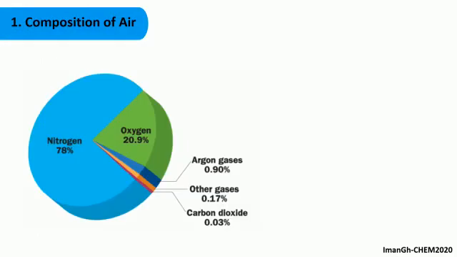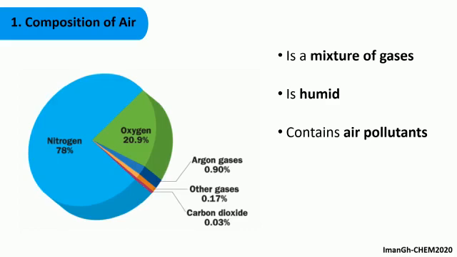Air is a mixture of gases composed mainly of two gases, nitrogen with a percentage of 78% and oxygen 20.9%. It is also made up of carbon dioxide, a gas called argon, and other gases that include helium, neon, and krypton. The air is humid or wet due to the presence of water vapor. In addition, air contains air pollutant gases. The percentage of these pollutants varies from one region to another.